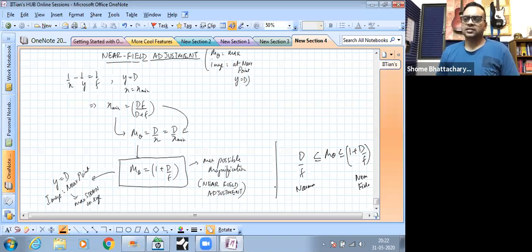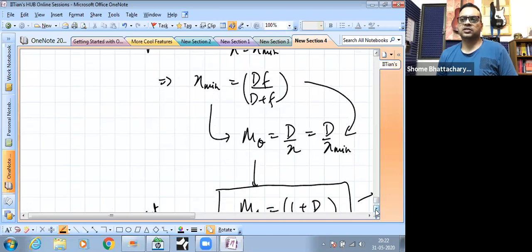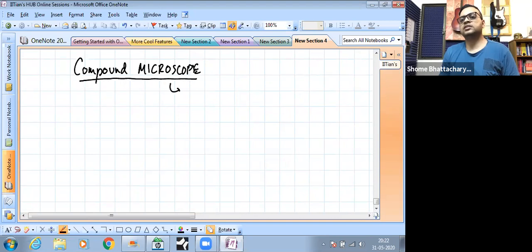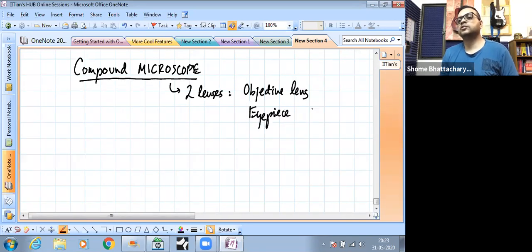Alright, so as I was telling you, once you understand this, the other types of optical instruments are comparatively easy to understand. For example, the one which is there in detail in your syllabus is the compound microscope. So this uses a combination of two lenses called the objective lens and the eyepiece. So objective lens has focal length FO, eyepiece has focal length FE. Both convex lenses.